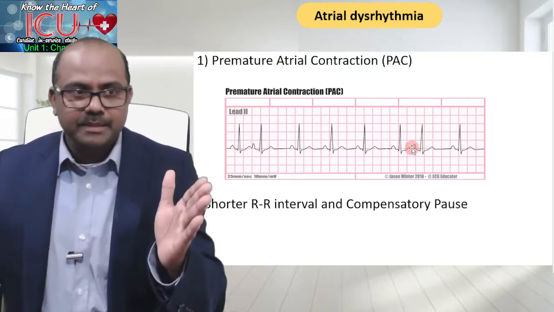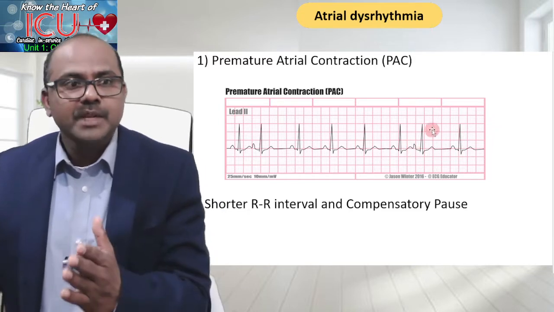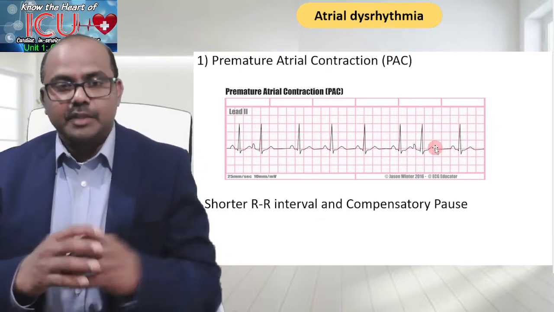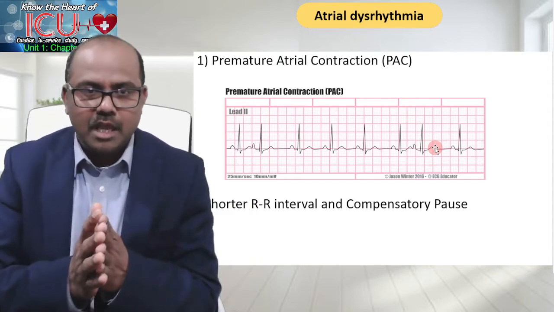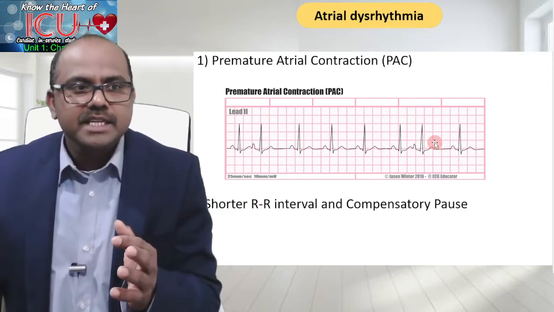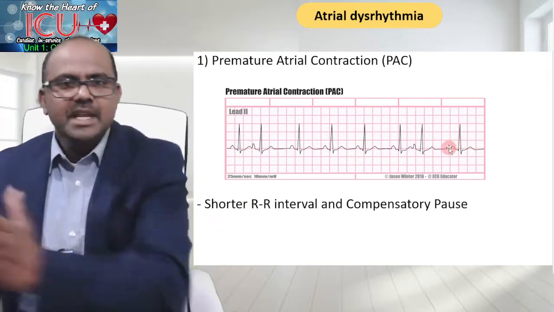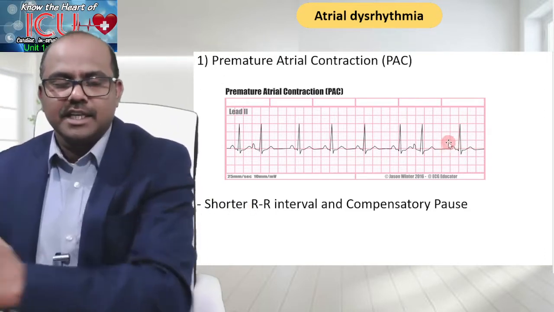because before the normal SA node firing, here there is a premature firing from some part of the atria. But what the SA node does, it will just stay quiet, because there is already an electrical activity going on in the heart. The SA node will stay quiet and it fires on the next rhythm. So it just follows rhythm and it misses a beat and it just gets into the next rhythm.